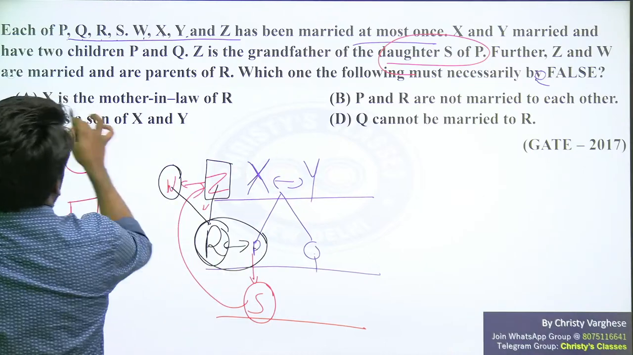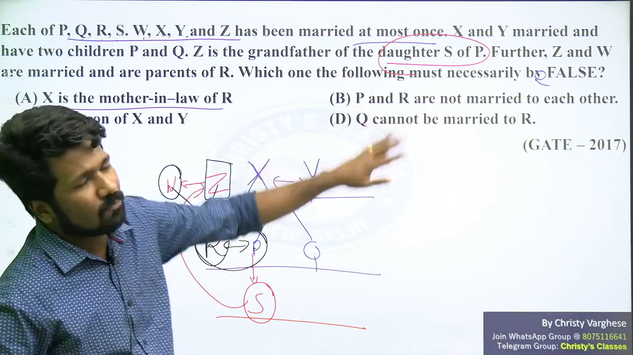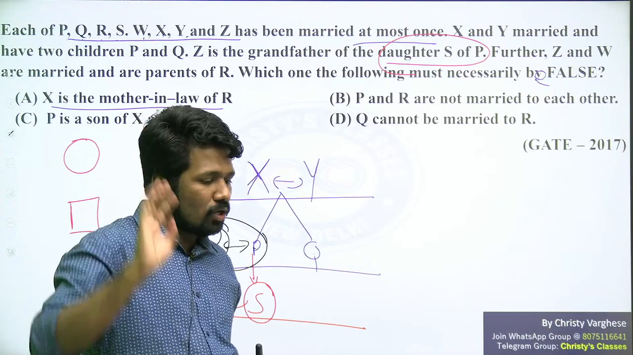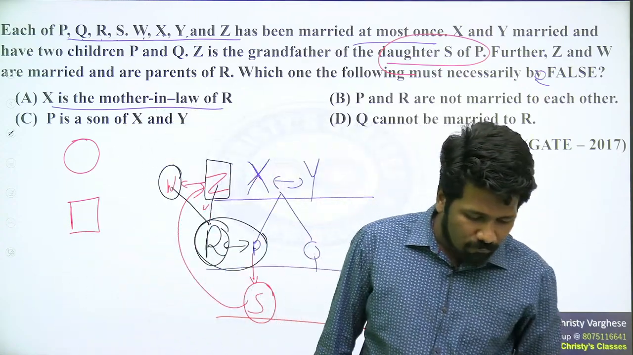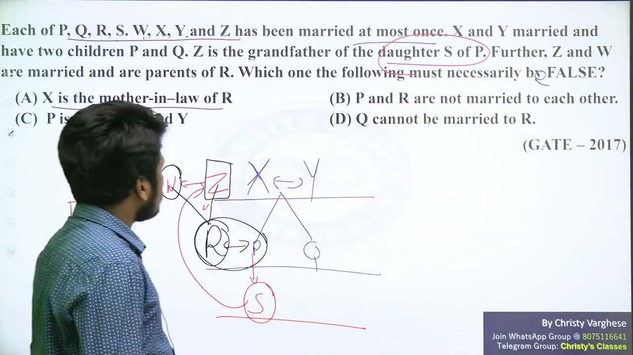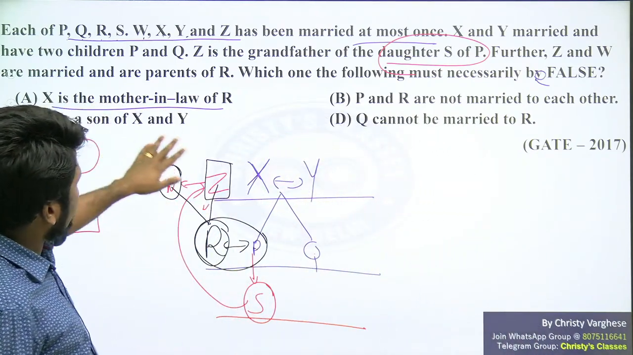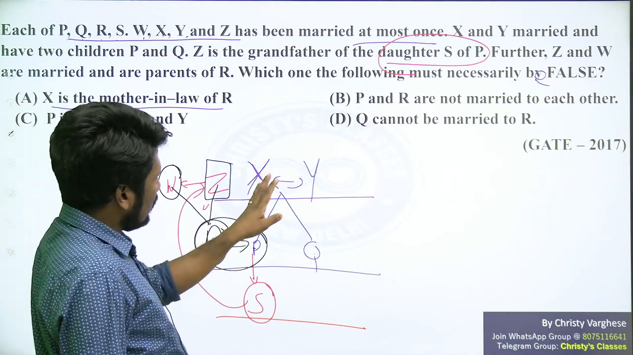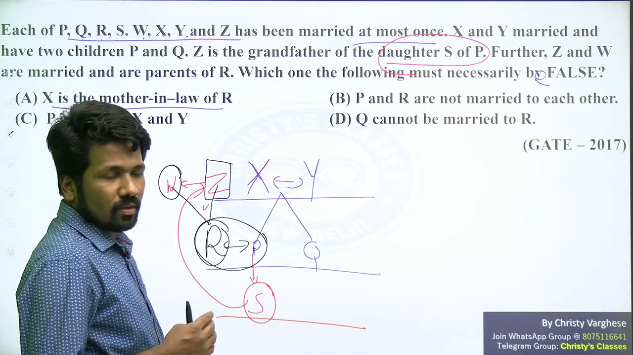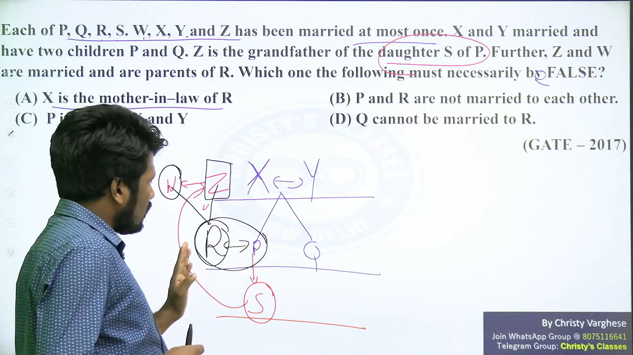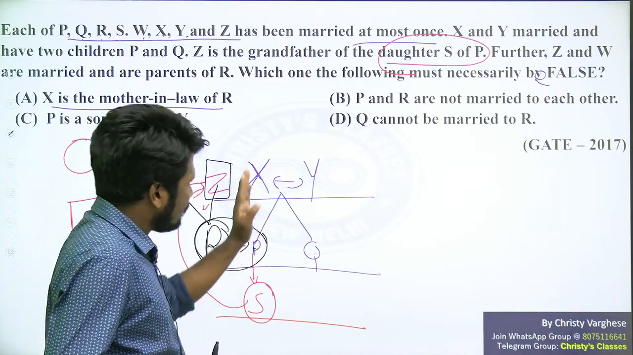So, X is the mother-in-law of R. Is it always false or is it sometimes true? If it is sometimes true, you can eliminate that option. Is it always false or not? You should understand. X is the mother-in-law of R. Mother-in-law means R's husband's mother or R's wife's mother.